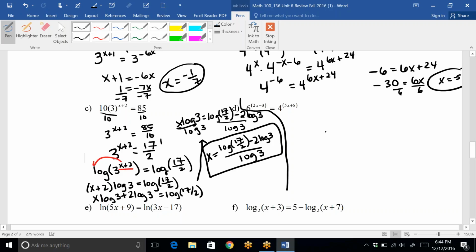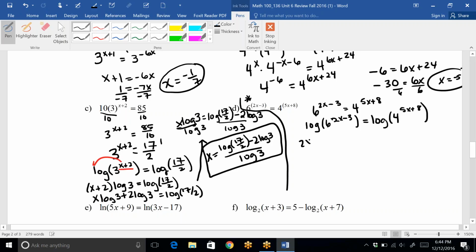Okay, so that leads us into D. D is kind of similar because there's no way to get the same base on each side. D is a good option for a bonus, by the way. So because 6 can't be a 4 to any power and 4 can't be made into 6, and neither one of them can be made into anything smaller to the same power, we're going to take a log of both sides again, to get those x's out of those exponents.